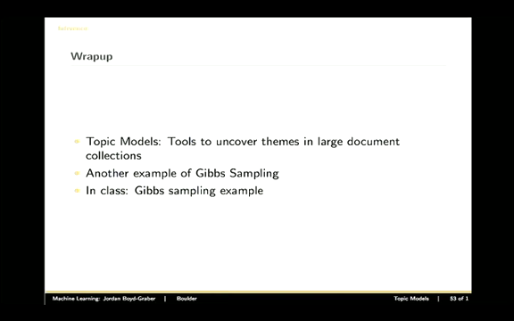Okay, and in class, we'll talk more about topic models as a way to uncover themes in large document collections. We'll walk through an example of Gibbs sampling on your own. And next time, we'll talk about different inference techniques that you can use to approach these models, in particular variational inference, which is an alternative to Gibbs sampling.